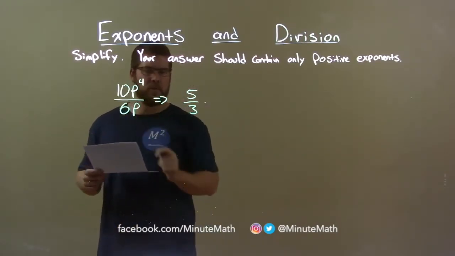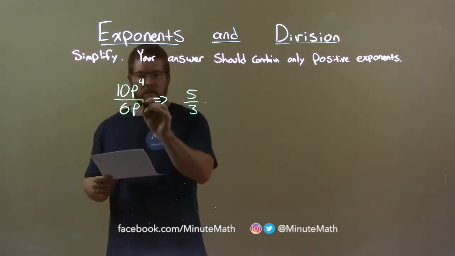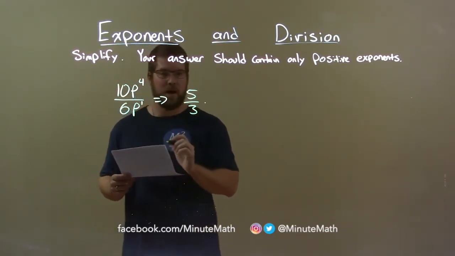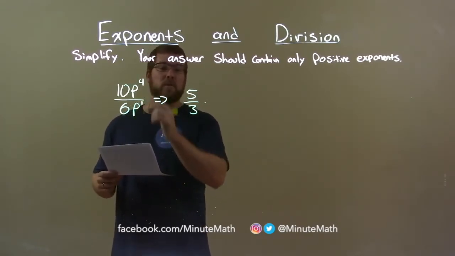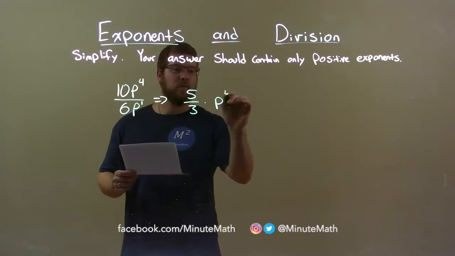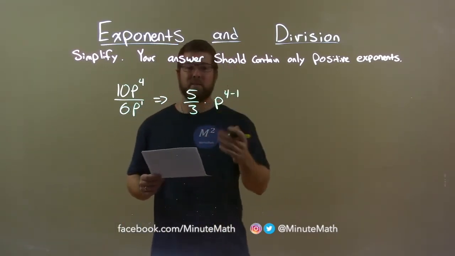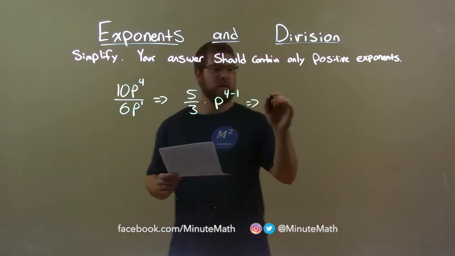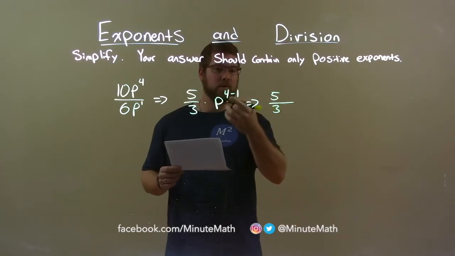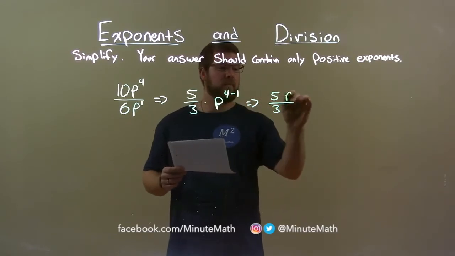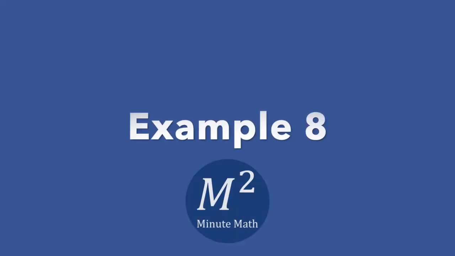Remember, that's being multiplied here. We have p to the 4th power divided by p. This p in the denominator is to the 1st power. Well, when we divide with the same base, we subtract the exponents. So we have p to the 4 minus 1. Well, 4 minus 1 is 3, and so my final answer here is just 5 thirds, and then in the numerator, 3 is positive, so we keep it up there, p to the 3rd power, and there we have our final answer.